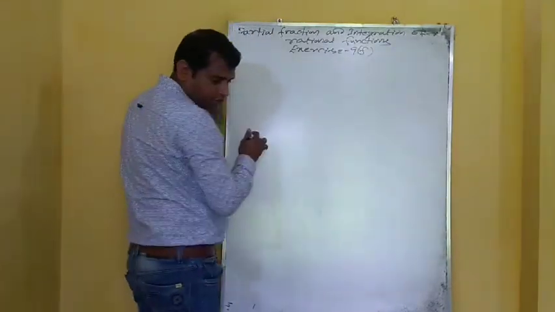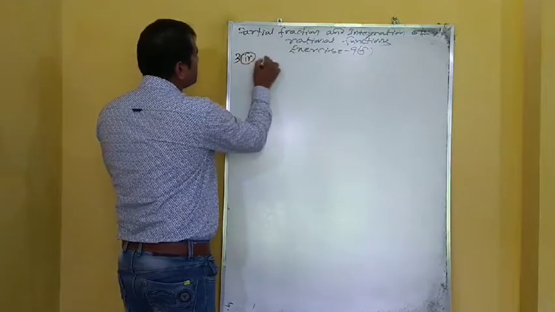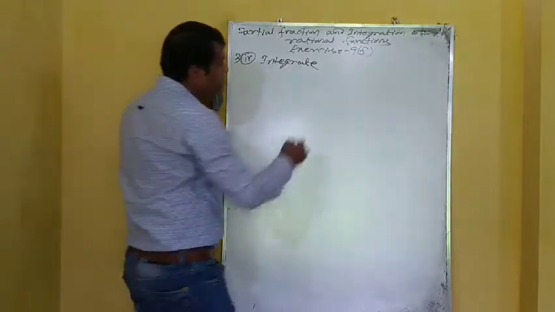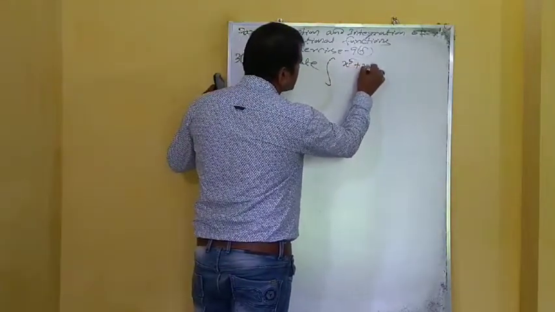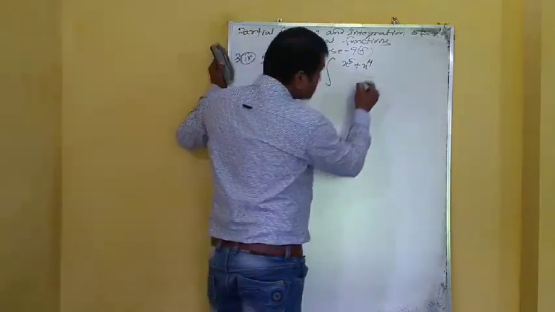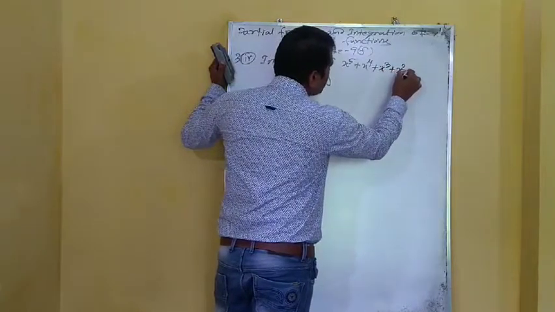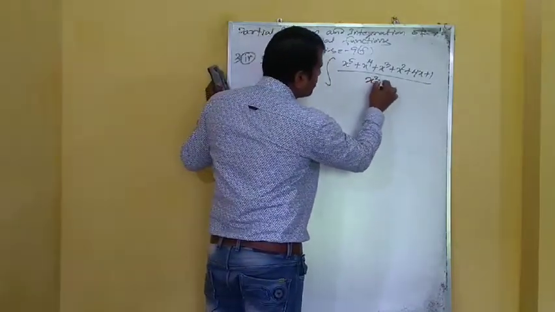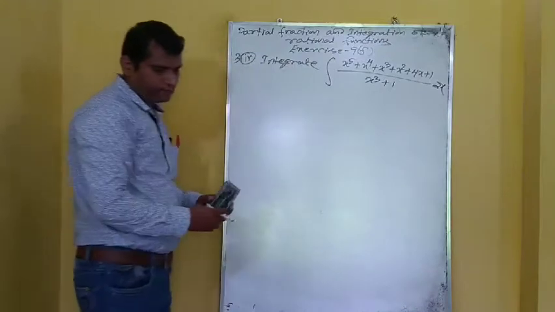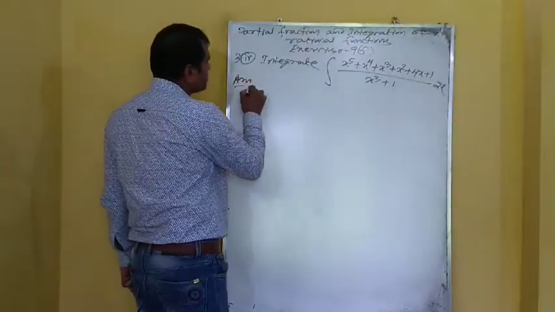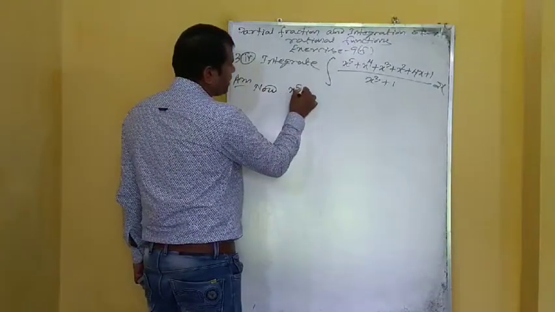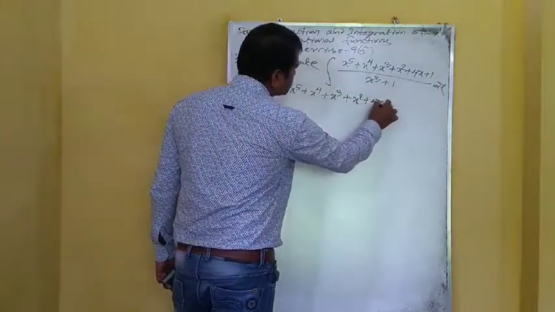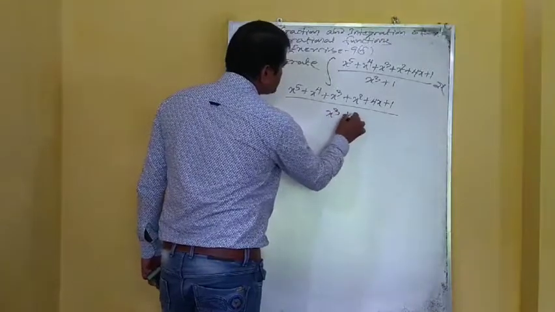Integrate, that is question 3 IV. Integrate x to the power 5 plus x to the power 4 plus x cube plus x square plus 4x plus 1 divided by x cube plus 1 dx. Okay, now answer. Now x to the power 5 plus x to the power 4 plus x cube plus x square plus 4x plus 1 divided by x cube plus 1.